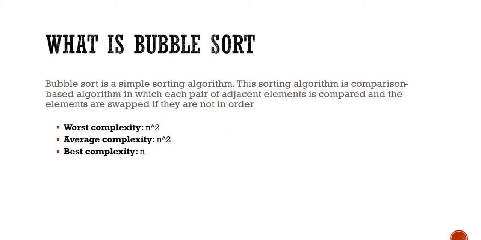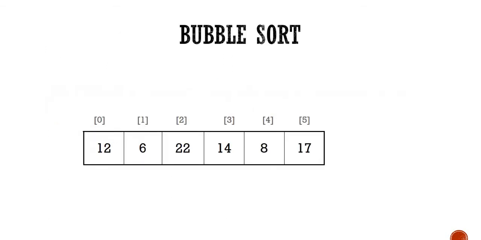This is the complexity of the algorithm. The worst and the average case is n to the power of 2, and the best case complexity is n. It depends on the n elements in the list. So we go to the process of the bubble sort.